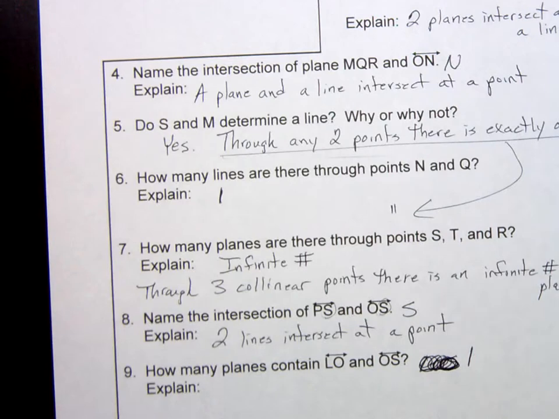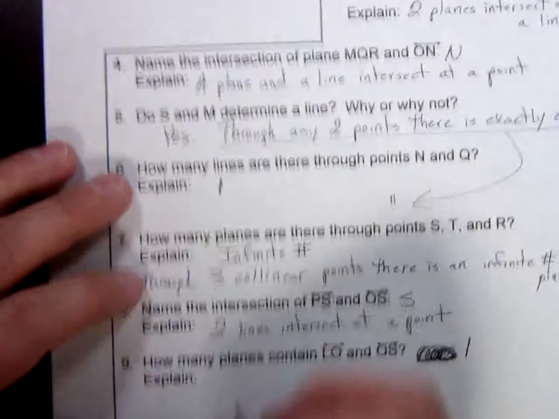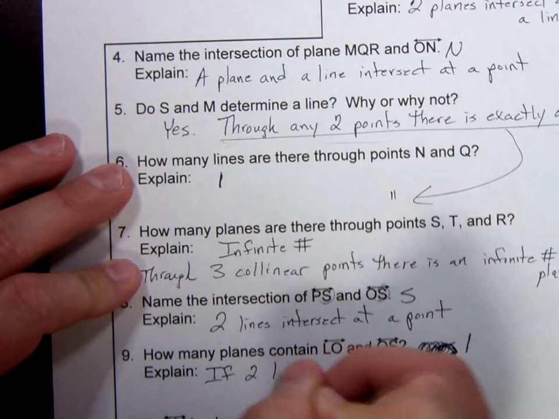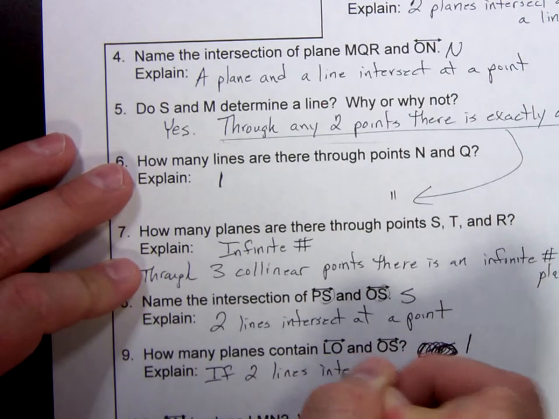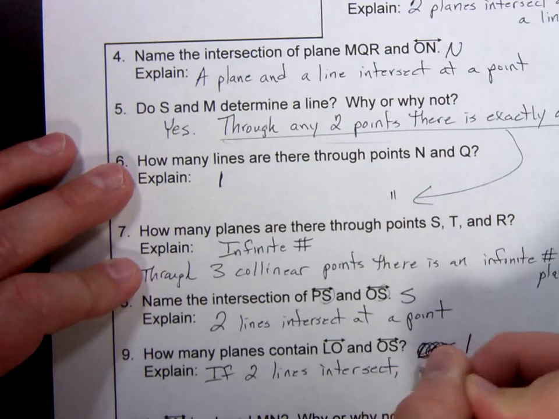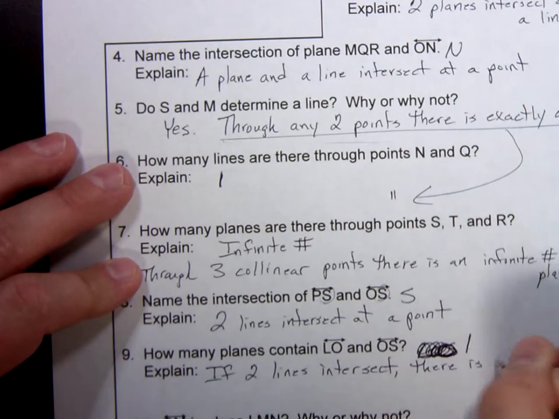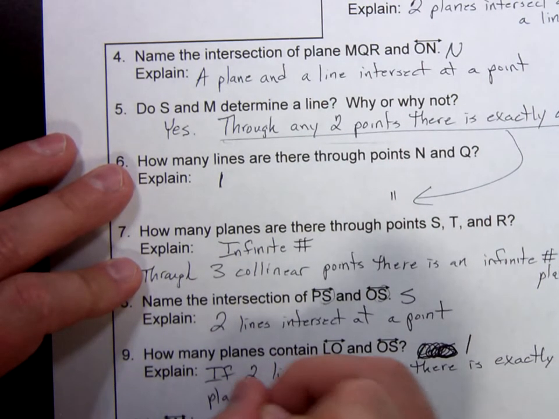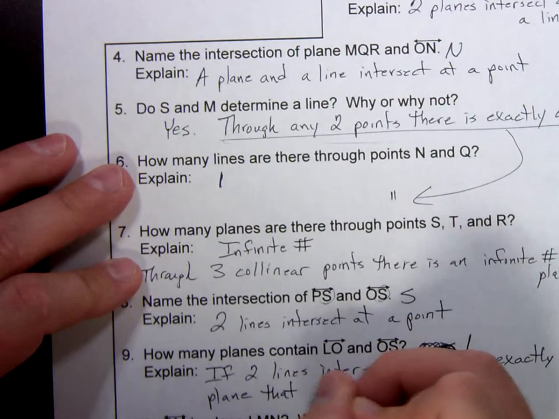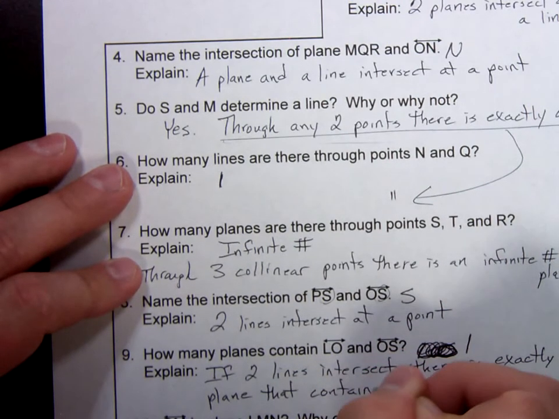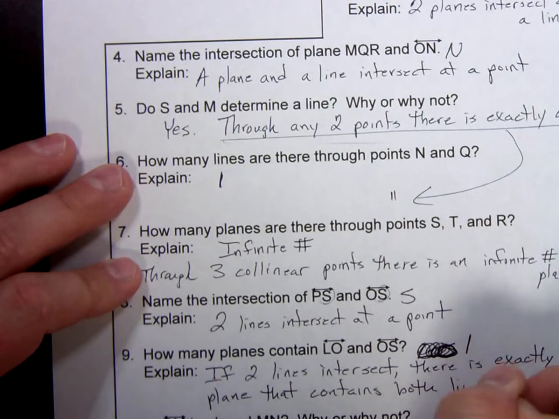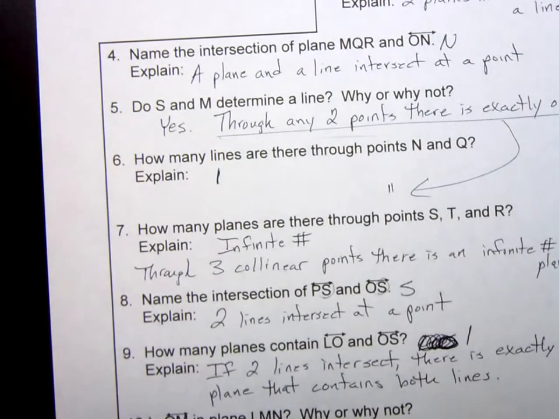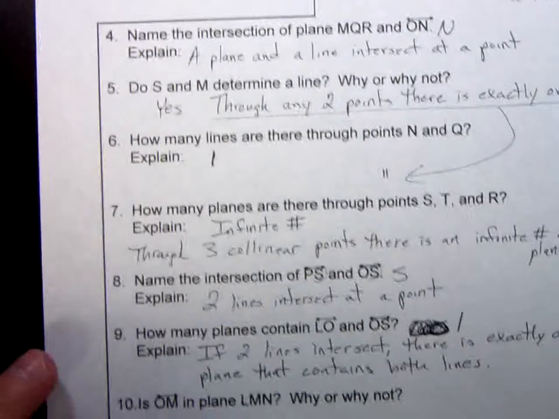Now we want an explanation. If two lines intersect, there is exactly one plane that contains both lines. So anytime you're talking about two lines that intersect, there will always be only one plane, and there will be exactly one plane that contains both of those lines every time.